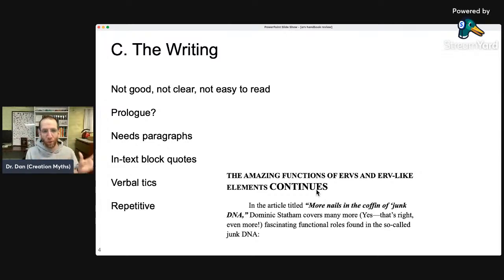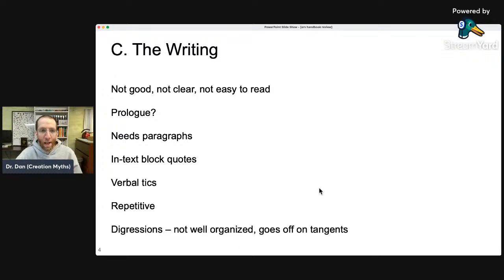Either put it all together in one place, or just don't have the second part. Make your argument in one place and then move on. You don't have to do half the argument over here and then another part of the argument over here. Okay. The last thing is that there are just a lot of digressions, a lot of tangents.